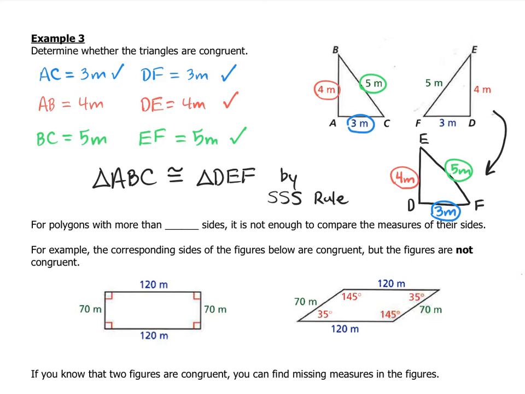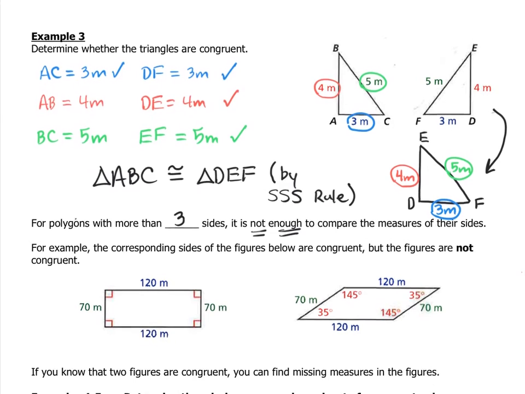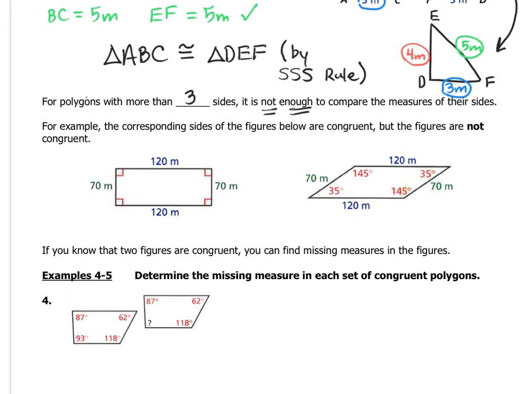The side rule just says that if all of the corresponding sides in a triangle are congruent, then the actual triangles themselves are congruent. Okay, so that's triangles. For polygons with more than 3 sides, so quadrilaterals, pentagons, hexagons, etc., it is not enough to compare the measures of their sides. We also have to look at the measures of the angles. And the reason for that you can see below.